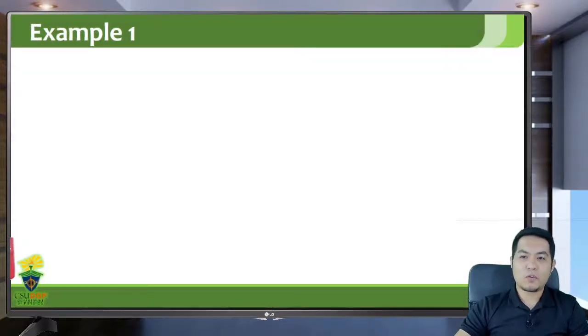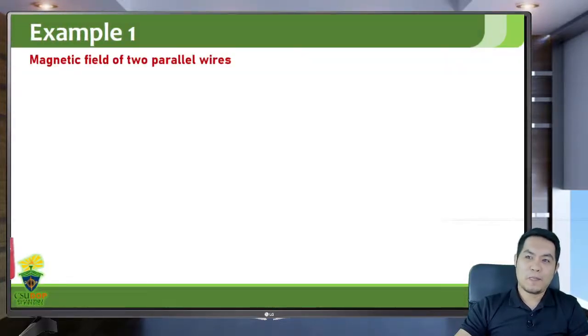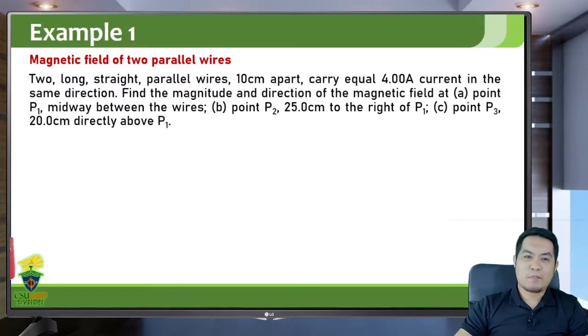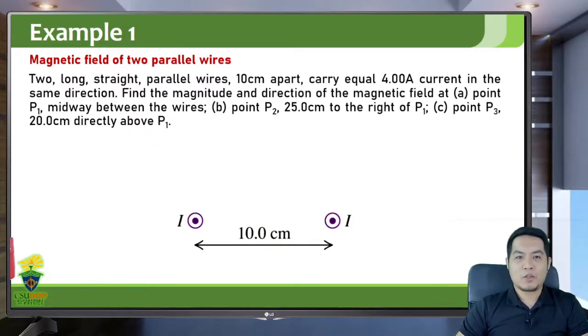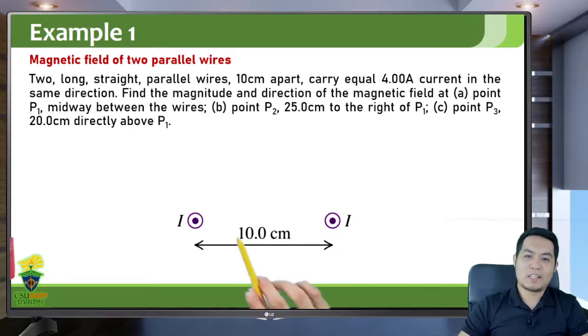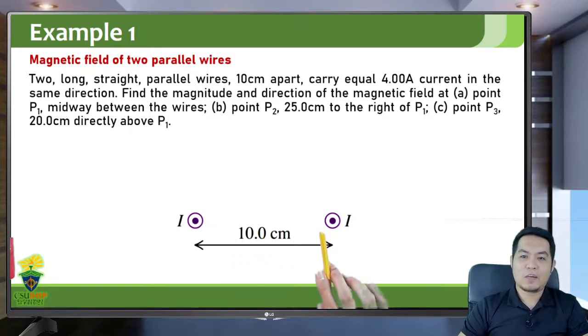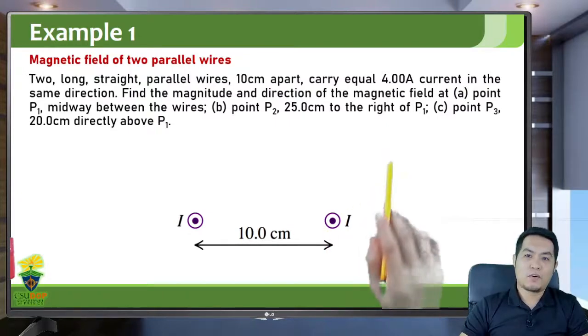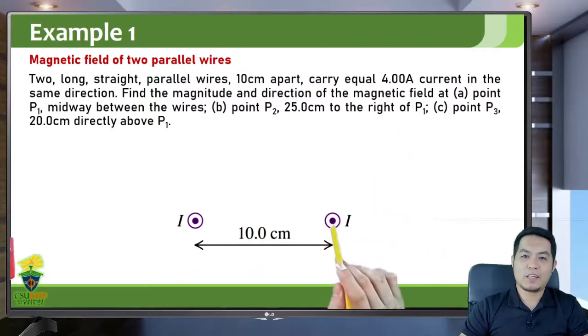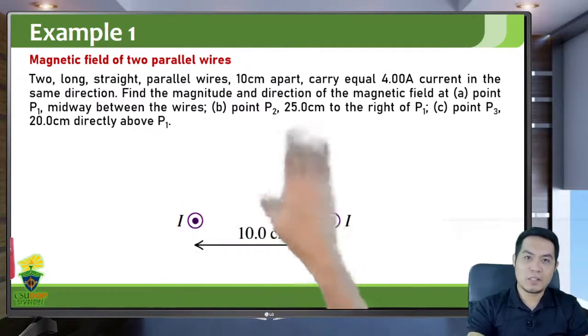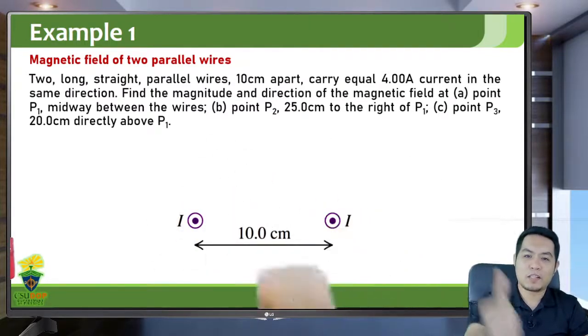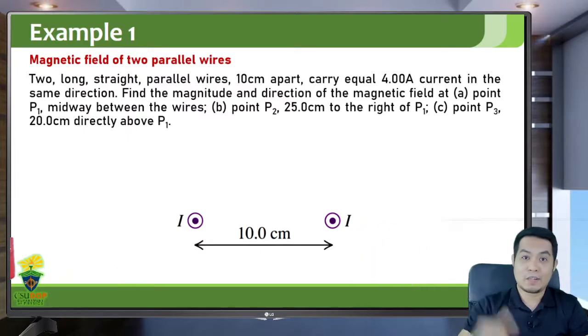So let's now go on to some examples. The first example is the magnetic field of two parallel wires. You have two long straight parallel wires 10 centimeters apart carrying equal currents of 4 amperes. The direction is out of the page, towards you. The wire is perpendicular to this plane, so the direction of the current is also towards you.